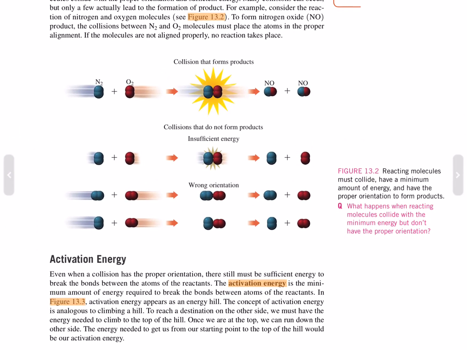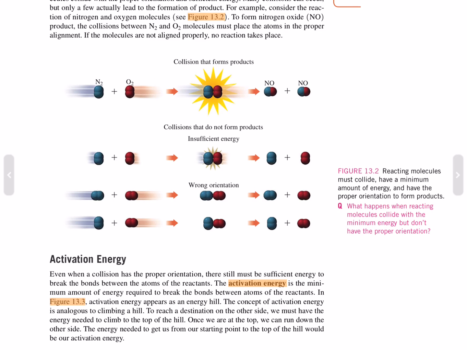Activation energy. Even when a collision has the proper orientation, there still must be sufficient energy to break the bonds between the atoms in the reactants. The activation energy is the minimum amount of energy required to break the bonds between the atoms in the reactants. The activation energy appears as an energy hill.